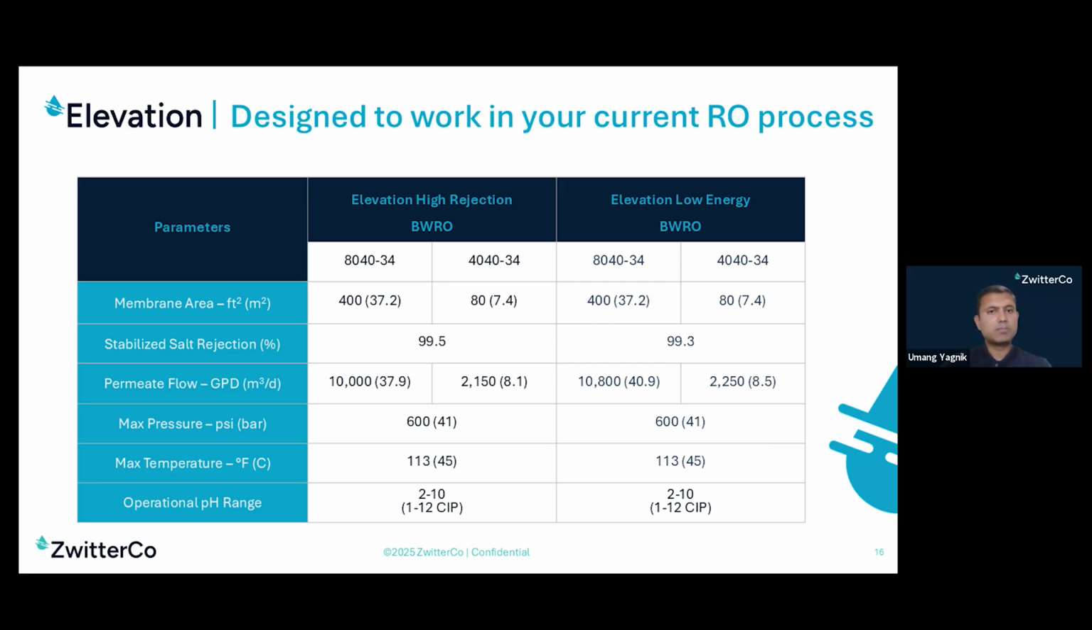For low energy RO membranes, again, we're offering 400 square feet membrane area with 34 mil feed spacer in an 8040 element, making it easy for one-to-one replacement in low feed TDS RO systems that are struggling with organic fouling without affecting the energy savings offered by those RO systems.